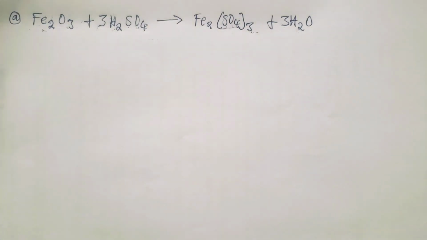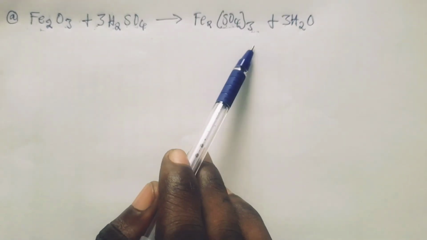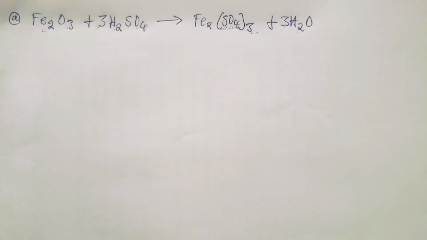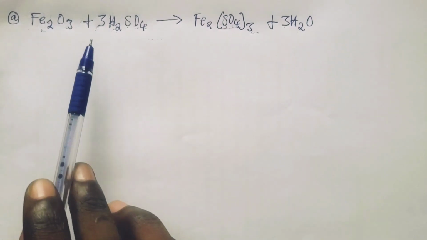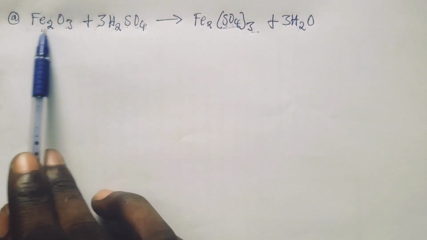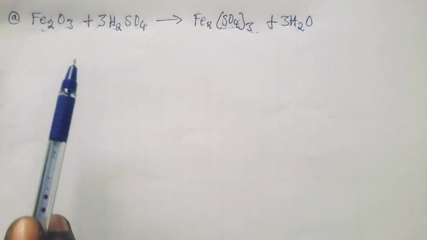For you to answer this question, you need this equation and you need it balanced. If you fail to balance even this one, the rest you get wrong. See here, this is the iron oxide they are talking about, iron 3 oxide.